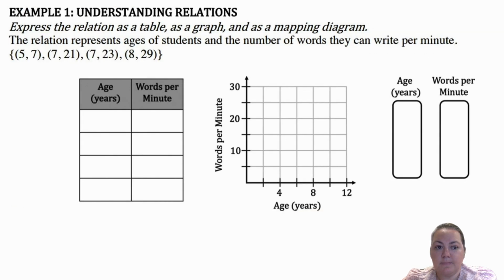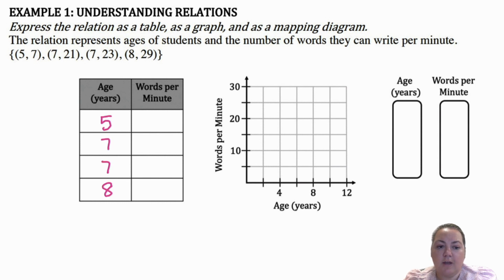All right. So our first example, understanding relations. Express the relation as a table, a graph, and as a mapping diagram. The relation represents the age of students and the number of words they can write per minute. So age is going to be my x variable along my x-axis, which goes side to side. Words per minute is going to be my y variable, which is along the y-axis. It goes up and down.